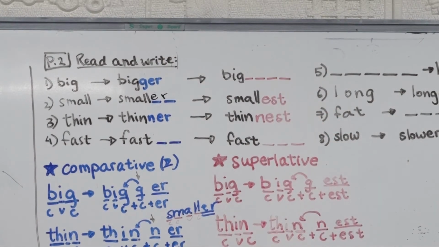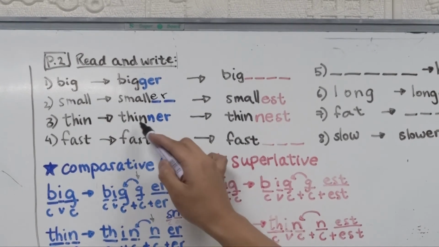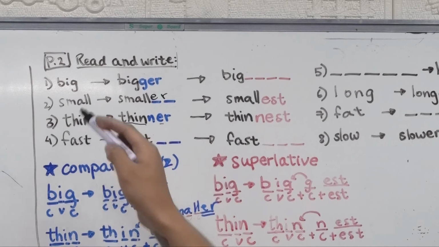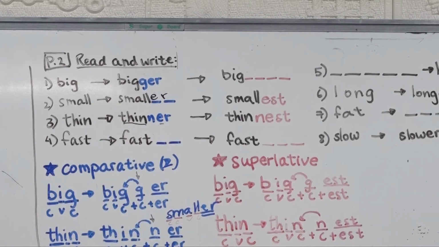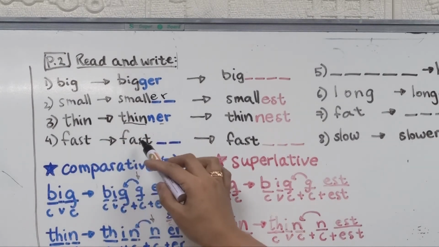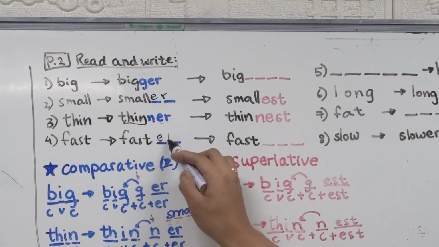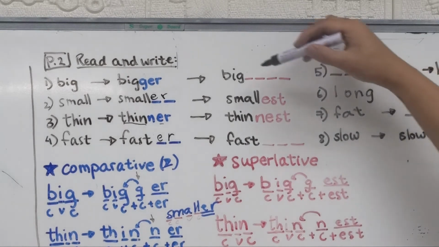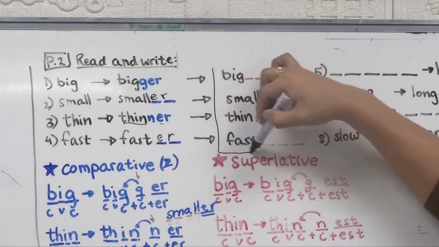Number 3 is thin. We have the word thin here. It will become thinner, right? Thinner is from the word thin. And then we have fast. Will become faster. ER, okay? Faster, ER. Now what about this part? We have something new, right? This part is new to us.